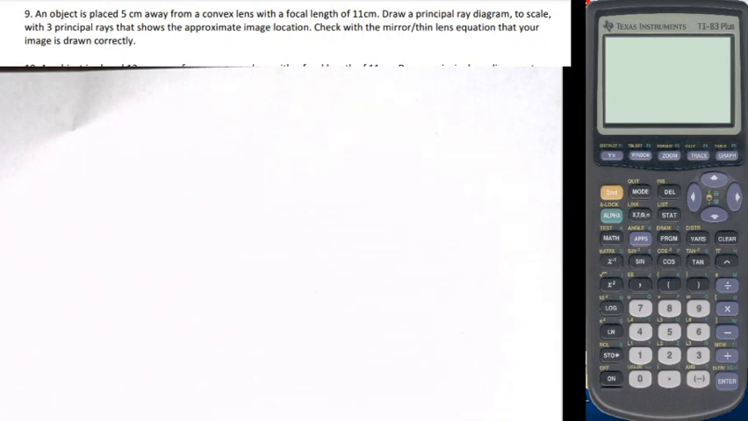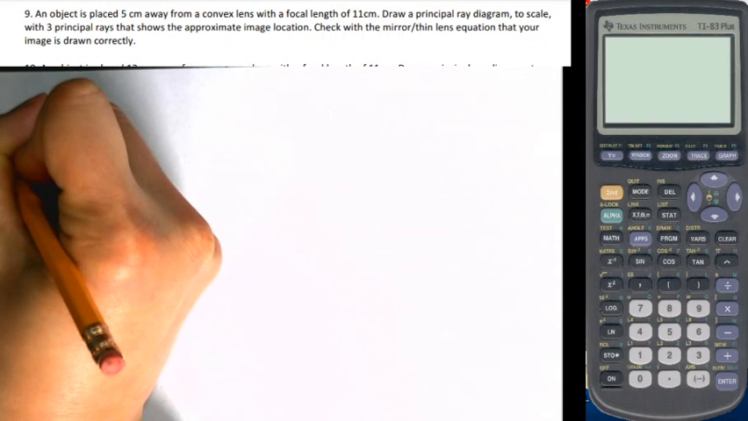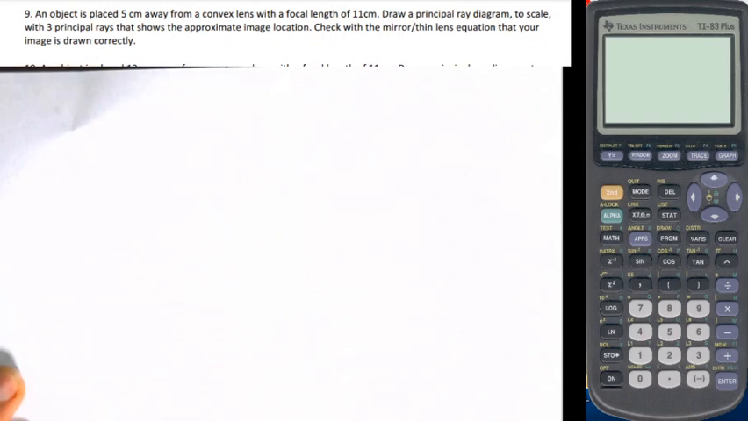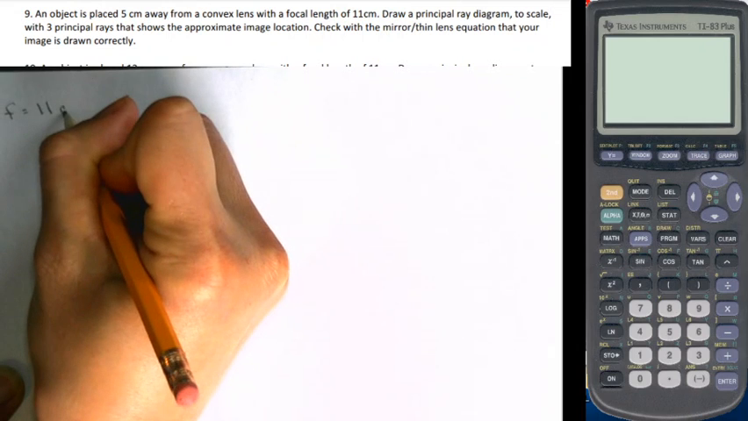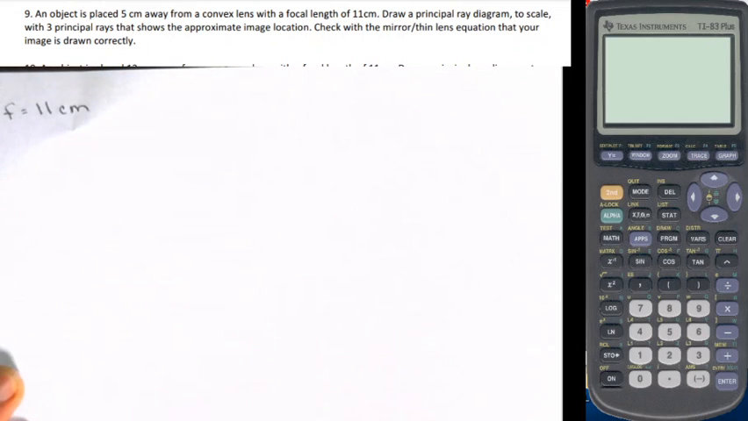We're going to draw a principal ray diagram to scale with 3 principal rays that show the approximate image location. And then we'll check with the mirror and thin lens equation to make sure everything is drawn correctly. I always like to start with the equation so that I know how to lay everything out. So that's what I'm going to do here. So in 9, we have a converging lens. So the focal length of a converging lens is always going to be a positive number in the equation. So the focal length is the 11 centimeters.